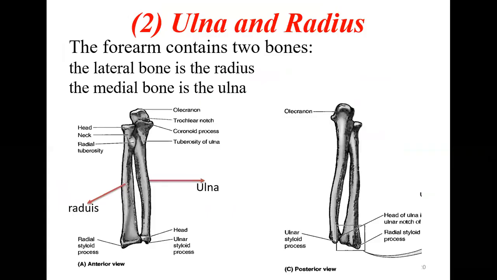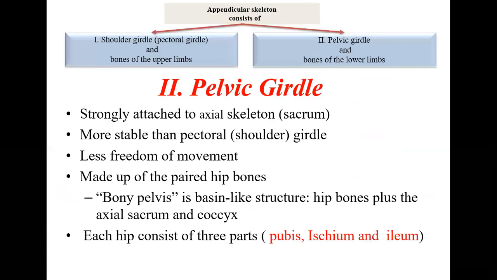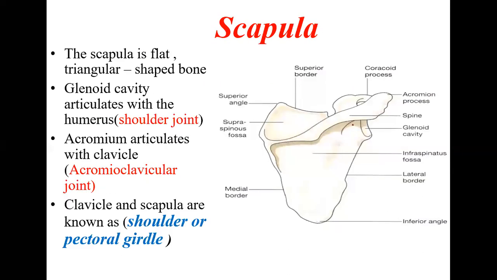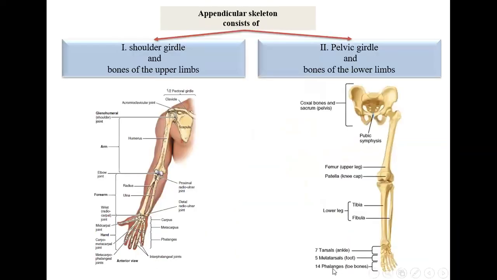Okay, we don't have a great picture for that. Let me go back to the first picture. So here you can see, this is the picture showing you the tarsal bones. Then we have the metatarsals, and these are the phalanges.